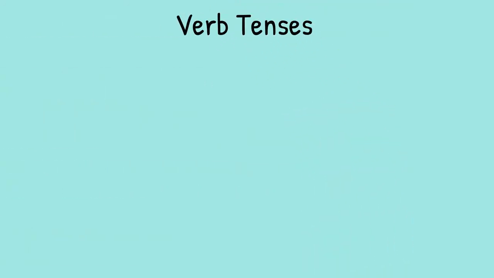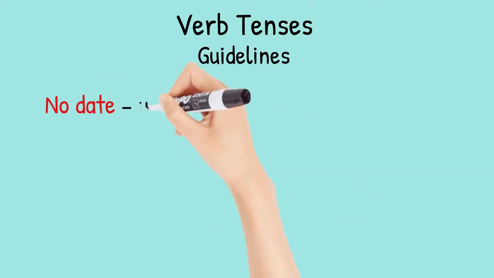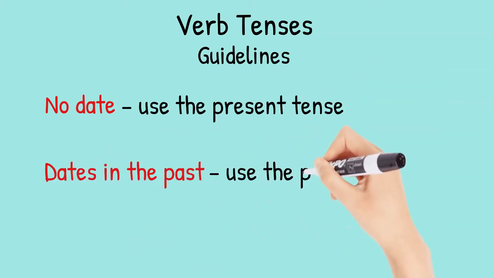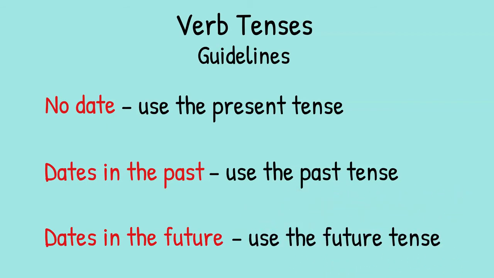The choice of which tense to use will be determined by whether or not the graphic contains dates, and if it does, whether the dates are in the past or the future. Follow these guidelines. No date, use the present tense. Dates are in the past, then use the past tense. And if dates are in the future, use the future tense.